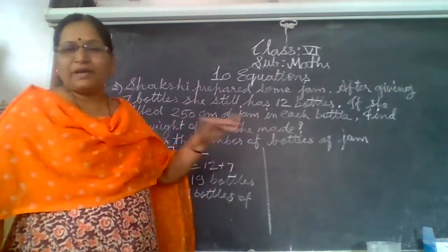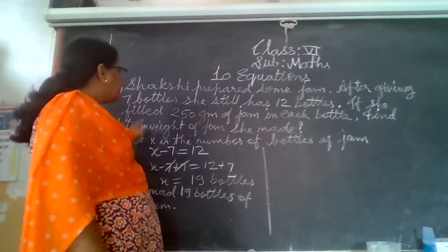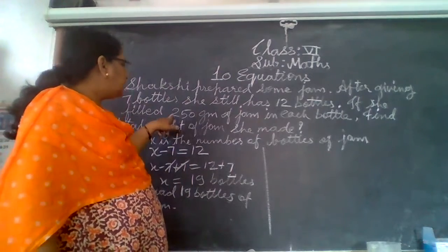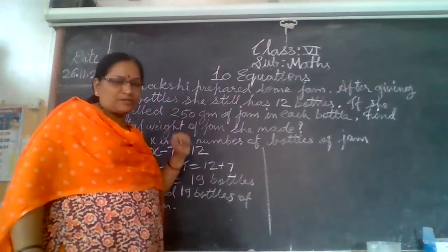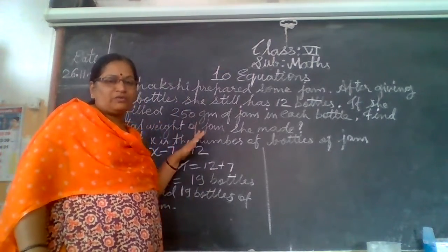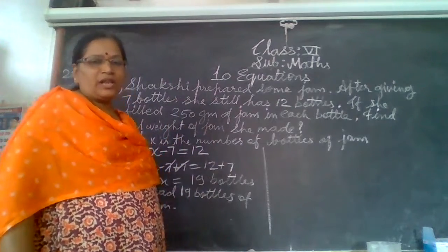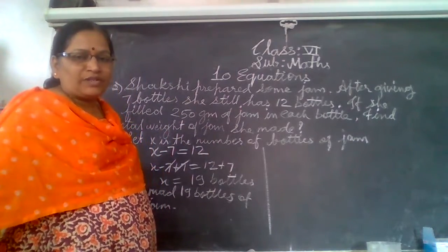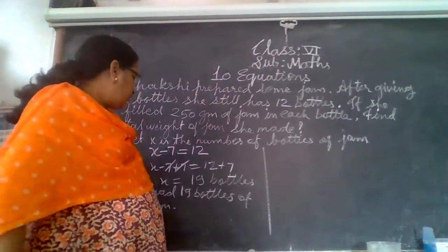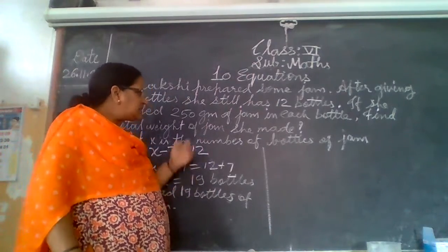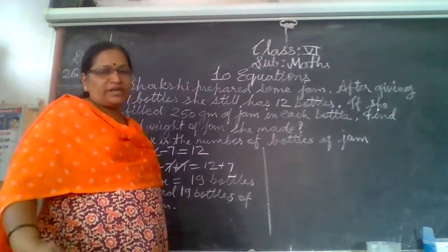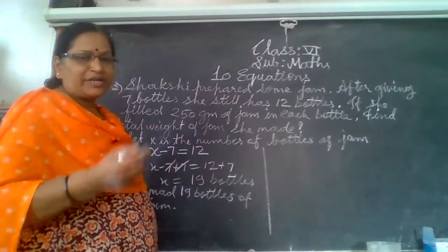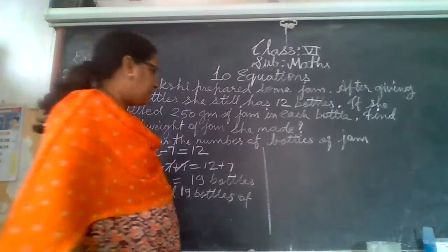Now see the second part of this question. If each bottle is filled with 250 grams of jam, you have to find the total weight of the jam she made. So for that children, what to do? We will multiply this 19 bottles and 250. We will get the total quantity, or the weight, of the jam.